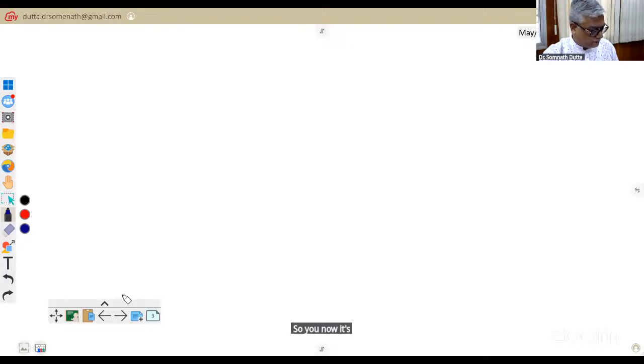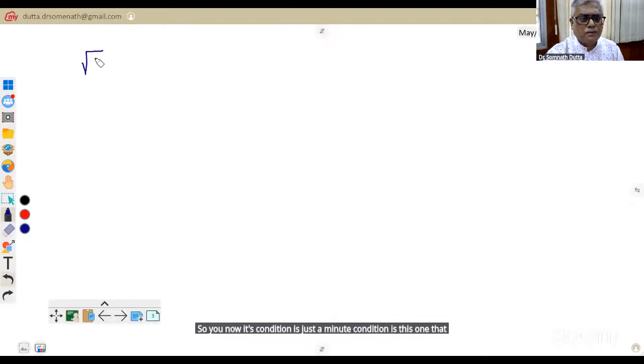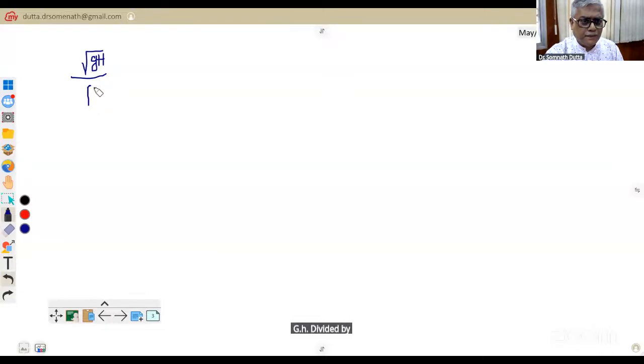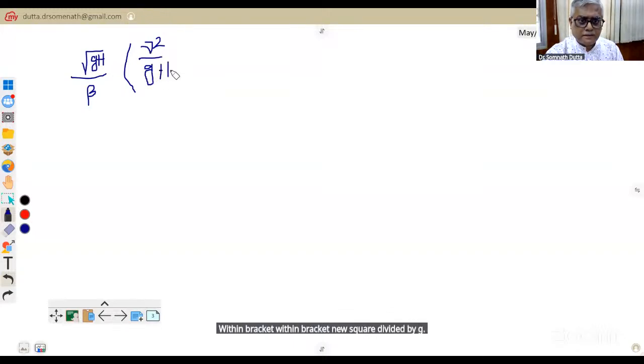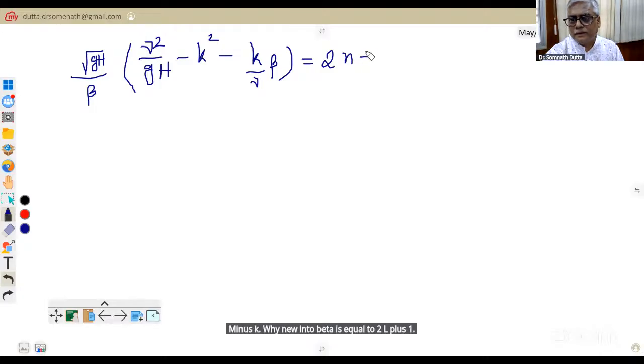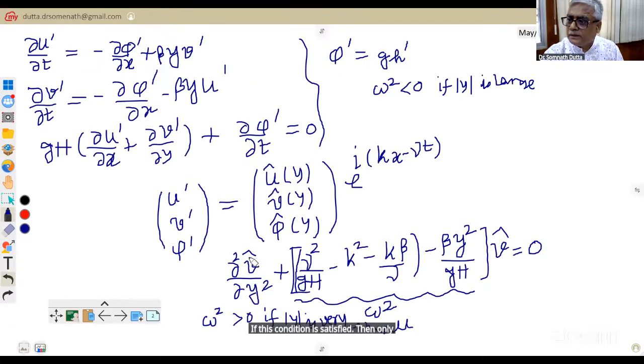The condition is this one, shown under the root. That is, this should be under root GH divided by beta, within bracket nu square divided by GH minus K square, minus K by nu into beta is equal to 2n plus 1. If this condition is satisfied, then only we can get a non-trivial solution satisfying the boundary condition.